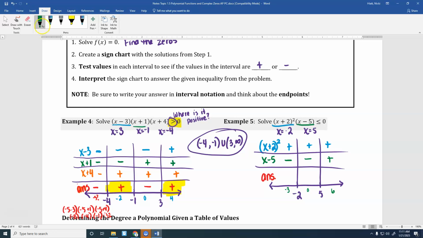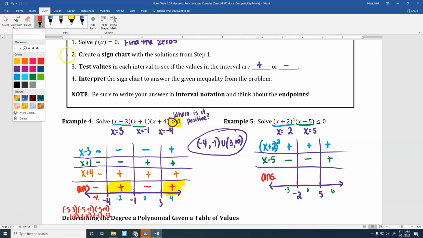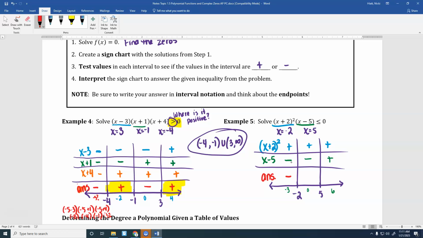And so to find your answer, if you have a positive times a negative, that will give you a negative. Here, if you have a positive times a negative, that will give you a negative. And here, you have a positive times a positive, that will give you a positive. So this is telling you the sign of your final problem.